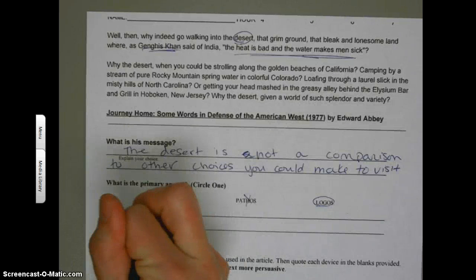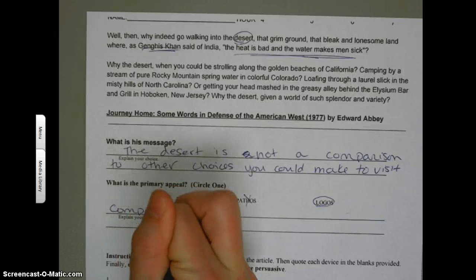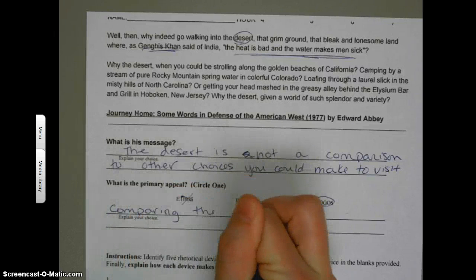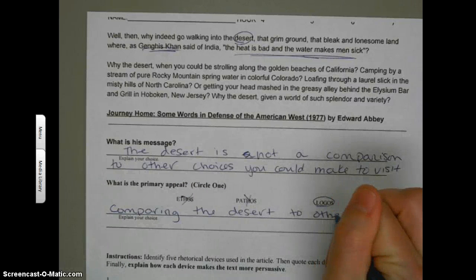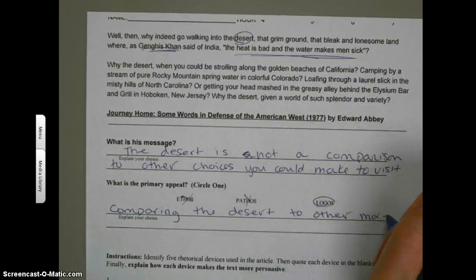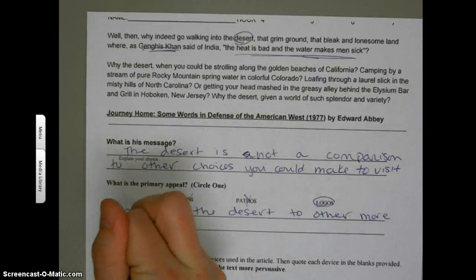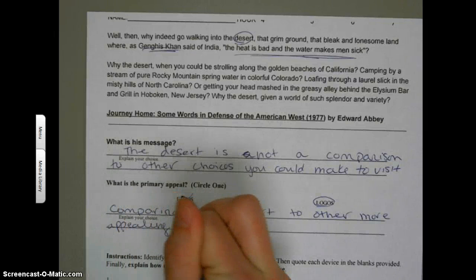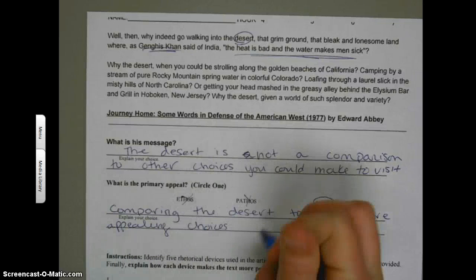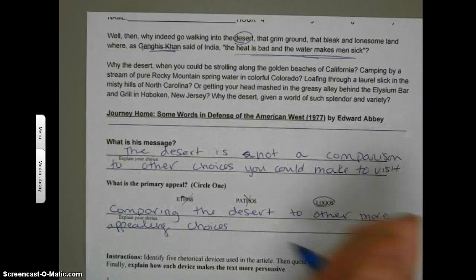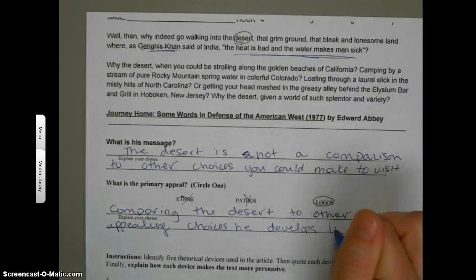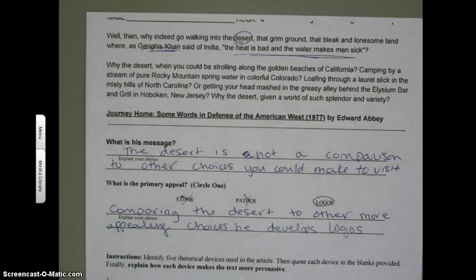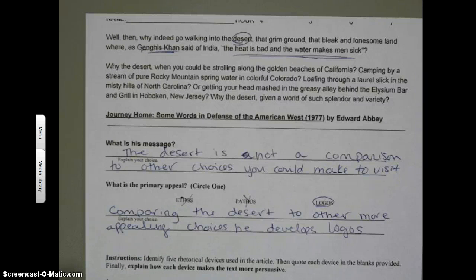So by comparing the desert to other more appealing, in his opinion, more appealing choices, he develops logos. And then finding two devices, just the two.